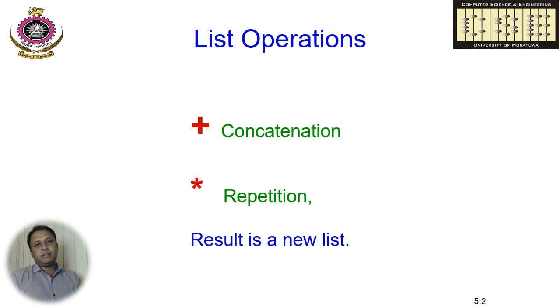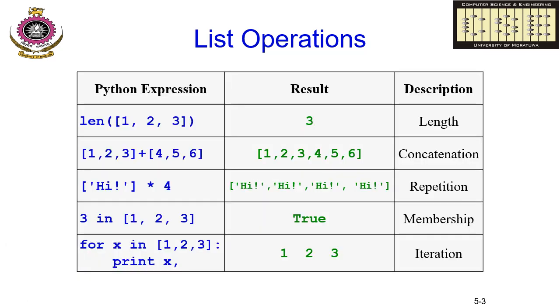First we will look at some more operations possible on lists. We will look at concatenation and repetition. So we will soon see what these terms mean, what is meant by concatenation and what is meant by repetition. Both these operations will result in a new list.